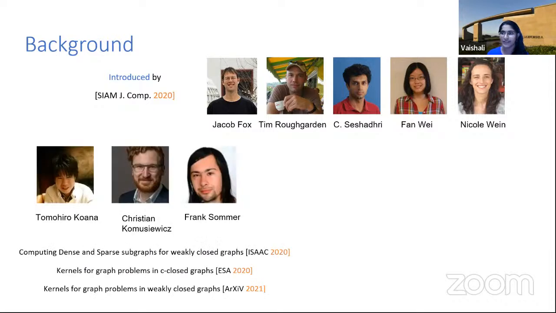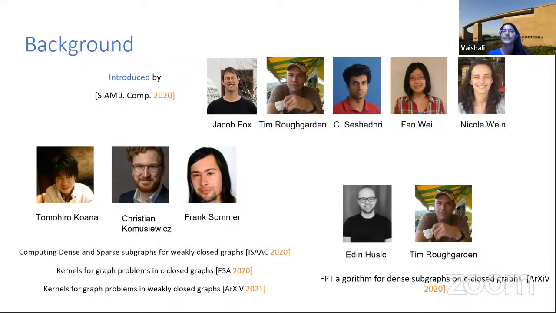Okay, so let's look at a little bit of background about this problem. These two parameters were introduced by Jacob, Tim, Sheshadri, Fan, and Nicole, and there have been a number of works using these parameters. Tomohiro, Christian, and Frank began the systematic study of the parameterized complexity of computational problems using weak closure and closure as parameters. There's also disjoint work by Edin and Tim on FPT algorithms for some problems on c-closed graphs. The work that we have is based on an open problem by Tomohiro, Christian, and Frank. Let's dive into the problem.